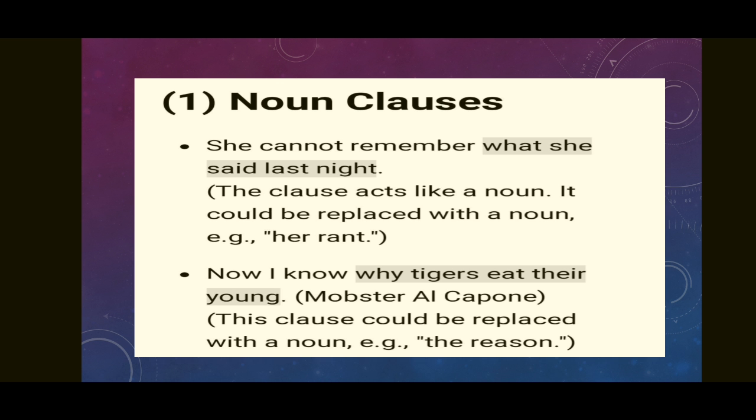She cannot remember what she said last night. What she said last night is a noun clause. It could be replaced with a noun. Example, her rent. Now I know why tigers eat their young. Why is also a noun clause. Is it clear?